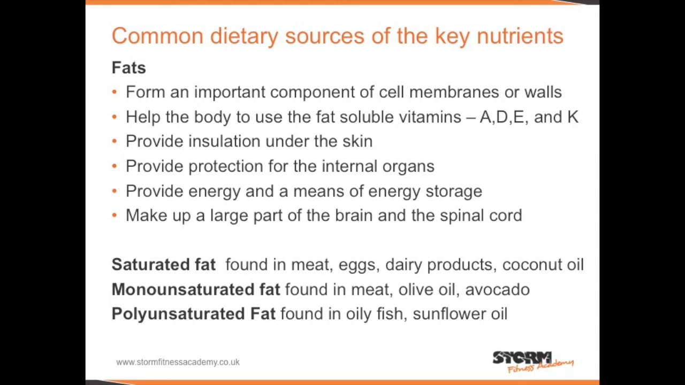We can divide our fat sources into three categories: saturated fat, monounsaturated fat, and polyunsaturated fat. Our saturated fat sources include meat, eggs, dairy products, and coconut oil. Our monounsaturated fat include olive oil and avocados. Our polyunsaturated fat include oily fish and sunflower oil.